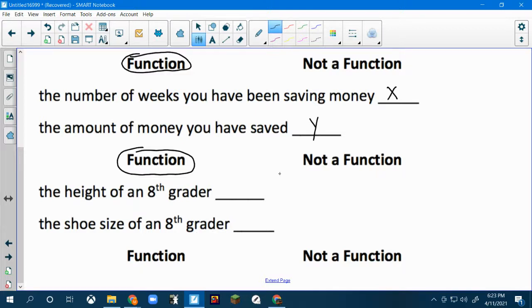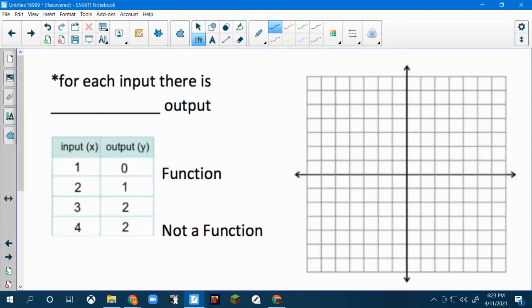And the height of an 8th grader, again, is our independent. The shoe size of an 8th grader is our dependent. Is that a function? That is not a function. You can have two 8th graders of the same height that have two different shoe sizes. Again, that's just a couple of independent and dependent variables. We'll get into more of that in a new lesson.